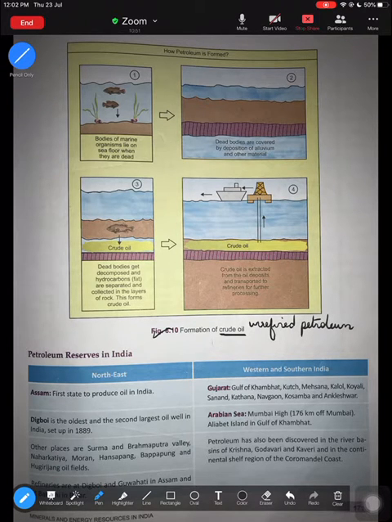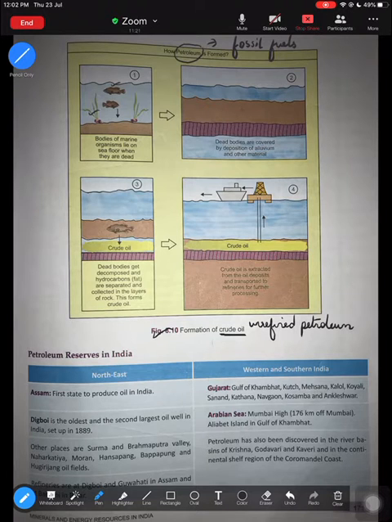So crude oil is unrefined petroleum. This picture that is given in a textbook helps us to understand how petroleum is formed. Basically, petroleum is also known as fossil fuels. This is one question which they've given in 2012. Petroleum is known as fossil fuels, where they have asked you to give one reason. So petroleum is known as fossil fuel because it is derived from the dead remains of plants and animals.